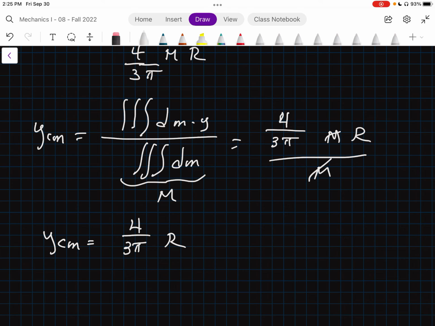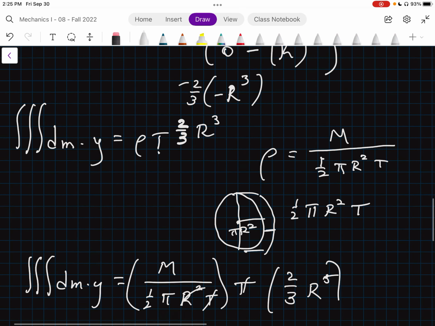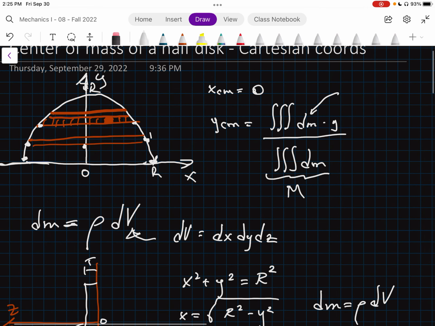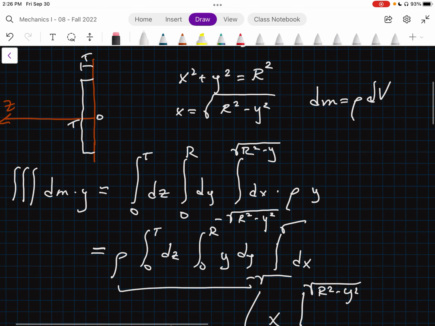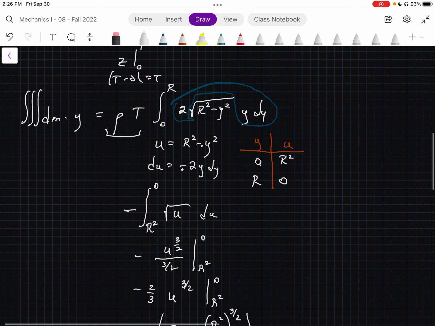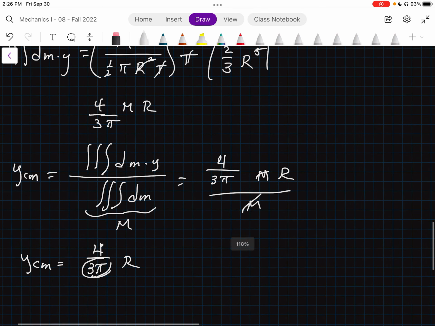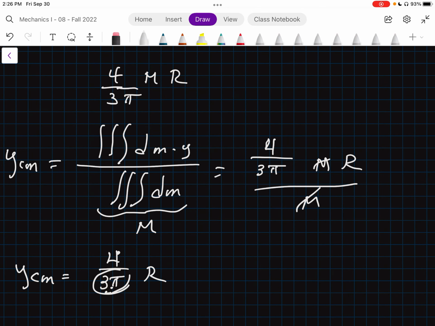And so it makes sense, right? Because if we think about this, pi is like 3-ish, so 4 divided by 9-ish is less than a half, and I'd expect, just from the geometry, that my center of mass should be less than 1/2 r, because it's thicker down at the bottom. So that all is a good reality check at the end. Okay, so you can take a look at that. 2 different ways of doing the integration. They give you the same result, which is very encouraging.